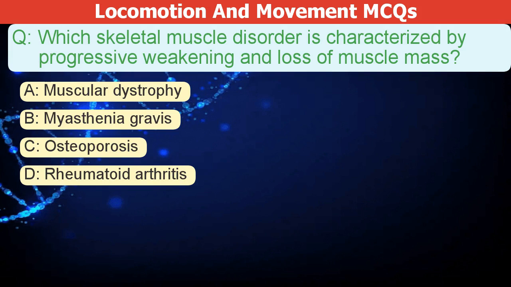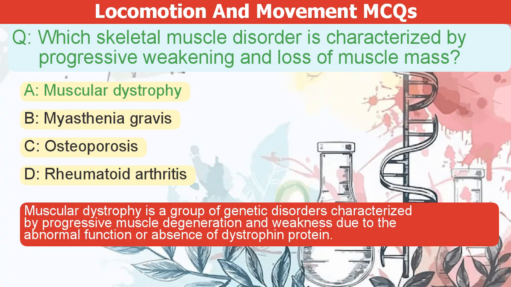Which skeletal muscle disorder is characterized by progressive weakening and loss of muscle mass? A. Muscular dystrophy. B. Myasthenia gravis. C. Osteoporosis. D. Rheumatoid arthritis. The correct answer is A. Muscular dystrophy is a group of genetic disorders characterized by progressive muscle degeneration and weakness due to the abnormal function or absence of dystrophin protein.